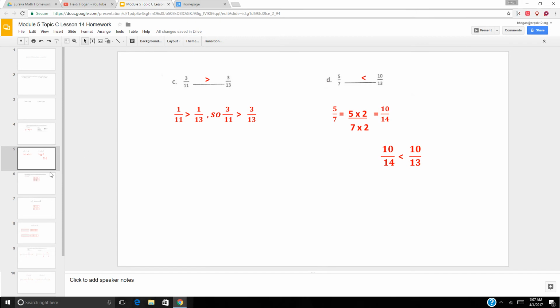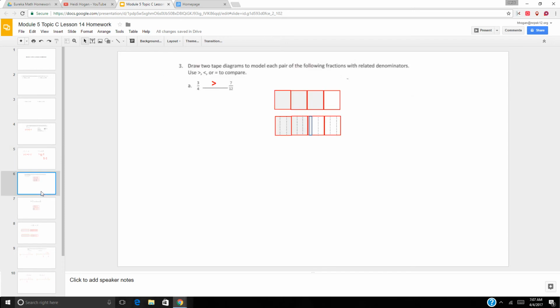10/13 is larger than 10/14 because you see how we converted the 5/7. The 5, we wanted to make it a 10 so we could compare. If you have 10 in both, you're just comparing the denominators.